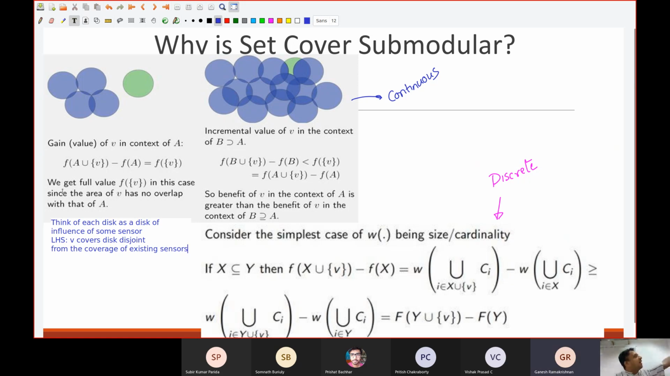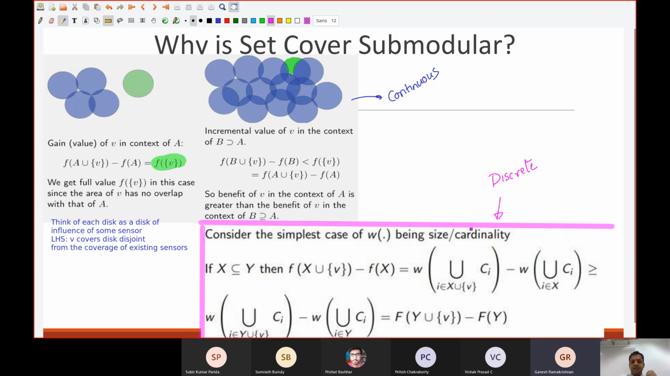Now it's very easy to see that the gain you get on the left-hand side is the complete F of V, whereas after you've added a lot more, you just have some small area to boast about. So it's obvious. I don't think we need to spend time on this, but in case you want to do it, for the discrete case I've given some hints. Again, I'll leave it to you to complete it.